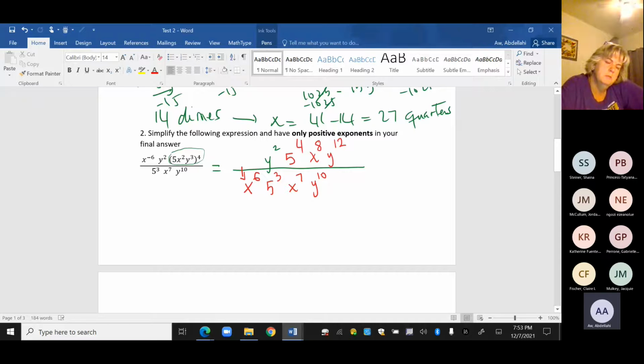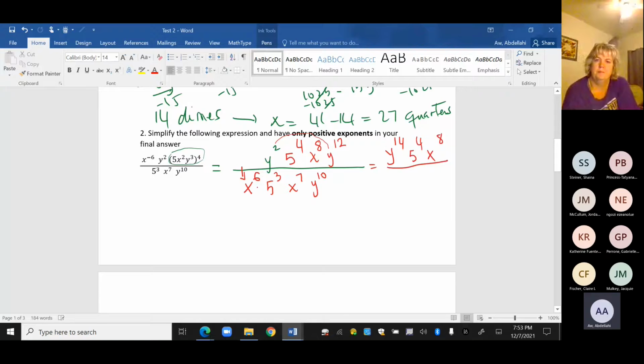Now look, we're going to combine, just to avoid mistakes, we're going to do the combinations right here. Y squared and y to the 12 is y to what power? 14. Now you add them up. We do 12 plus 2, which is 14. And 5 to the 4th, x to the 8th.